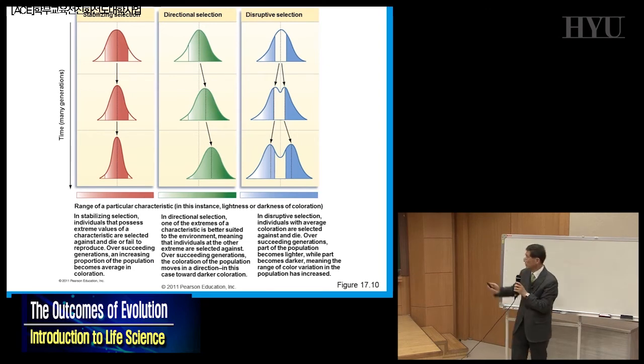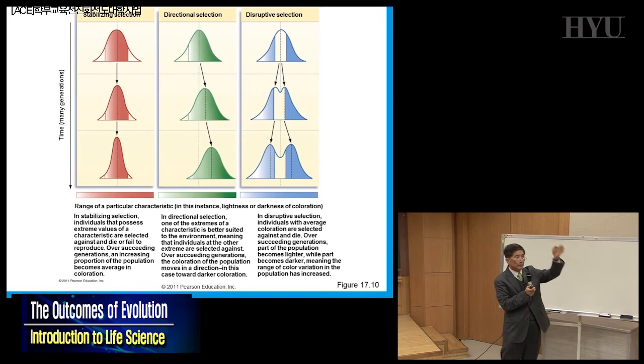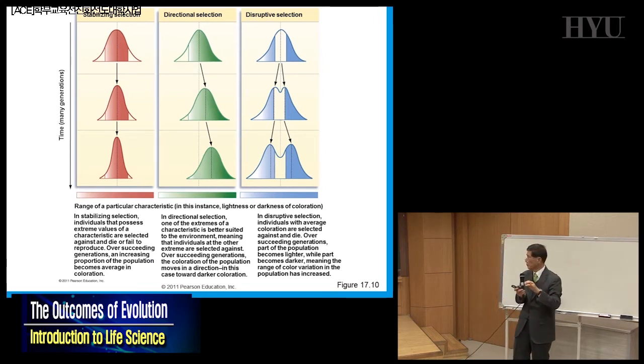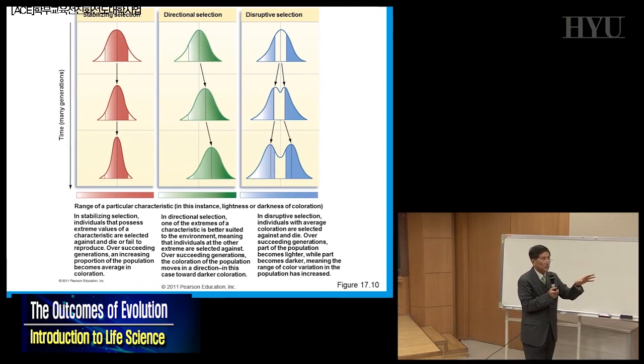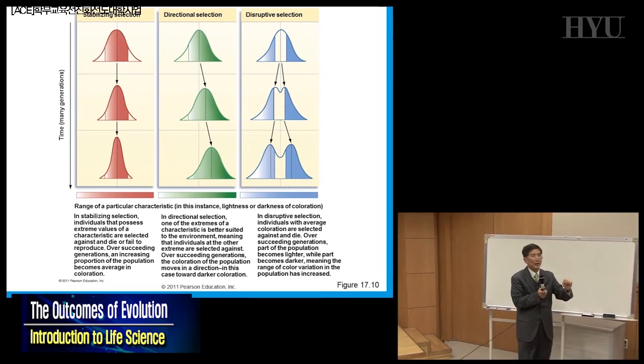So what happens is eventually you will have two different peaks. If you go further this way, then probably you will have two different populations. Eventually you will have two different species, maybe. Don't know. But there are three different types of selection.